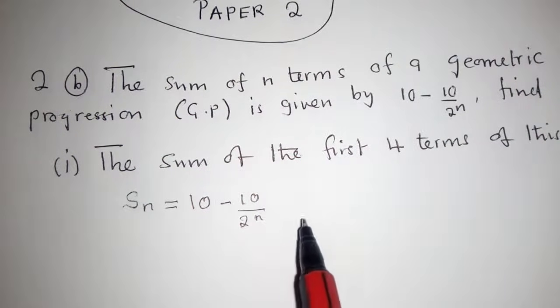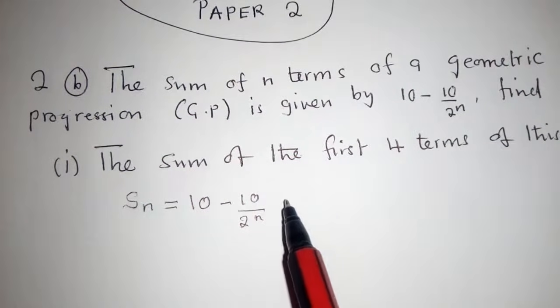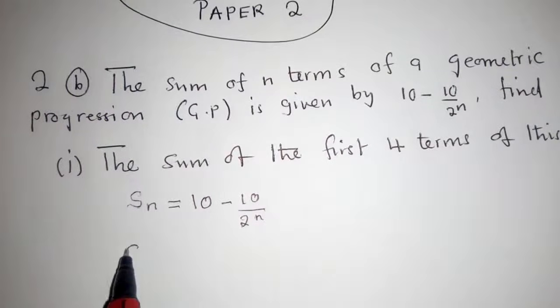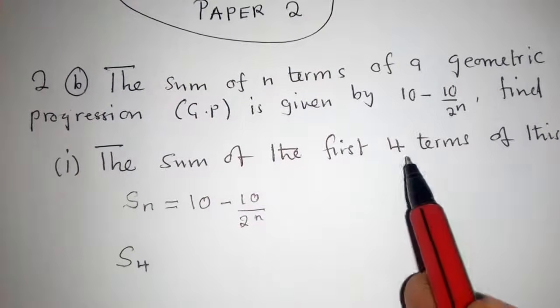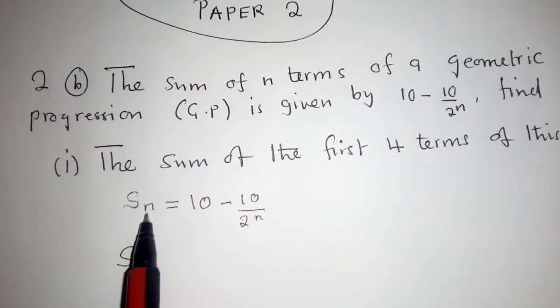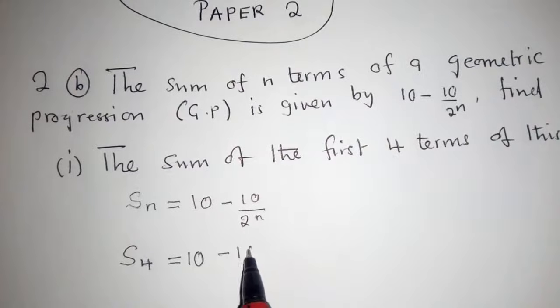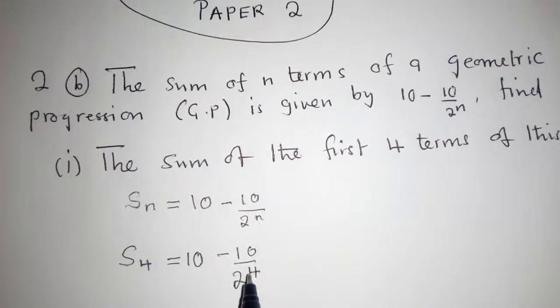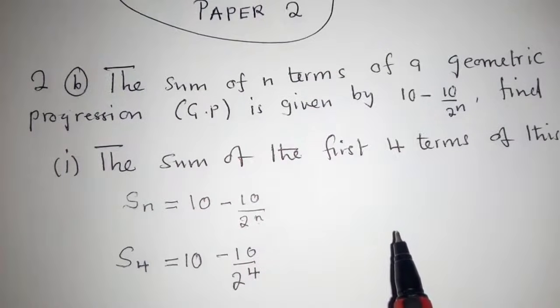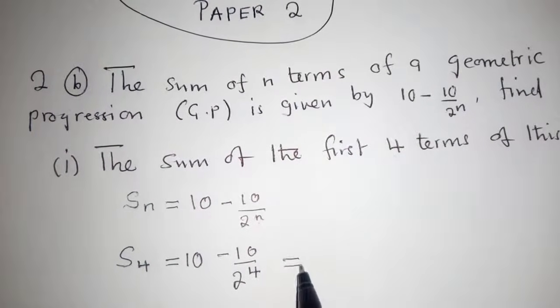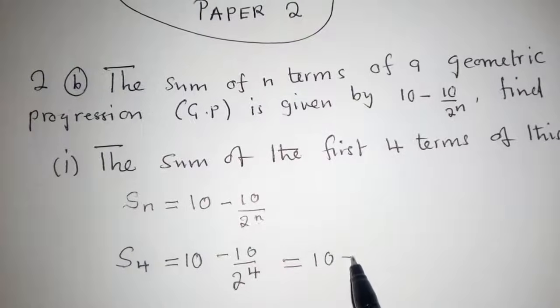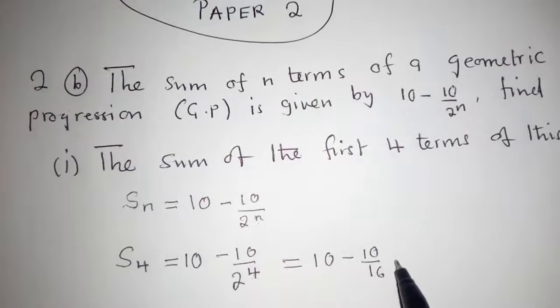Now, the next thing here would be to say the sum of how many terms? 4 terms, this 4. So the sum of 4 terms, where there is n, is equal to 10 minus 10 over 2 power 4. Where there is n, I'm putting 4 because they are saying it's the sum of 4 terms. And then it would look like this. When we work out 2 to the power 4, the answer will be equal to 16.